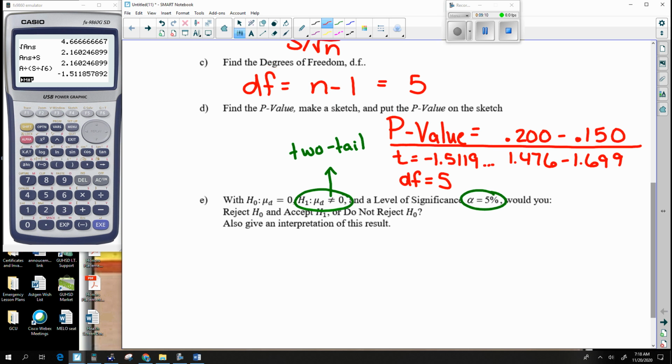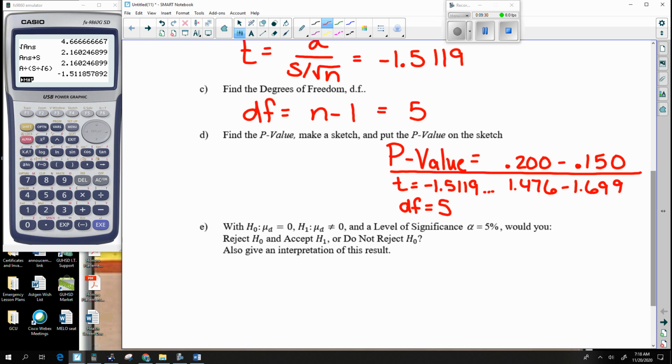Again, you have to look at the next problem for the alternate hypothesis to know what you're actually looking for. This one happens to be a two-tail area. Speaking of two-tail areas, we have to make a sketch that's a two-tail with an alpha of 5%.